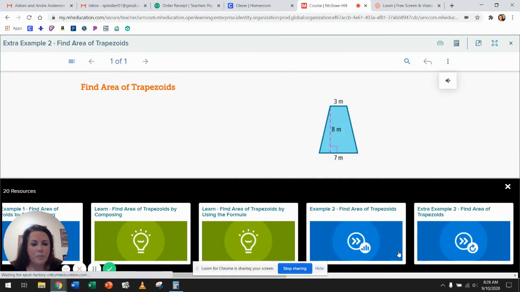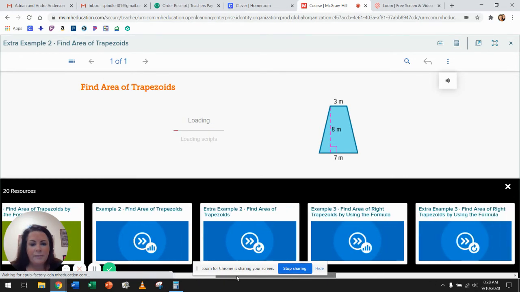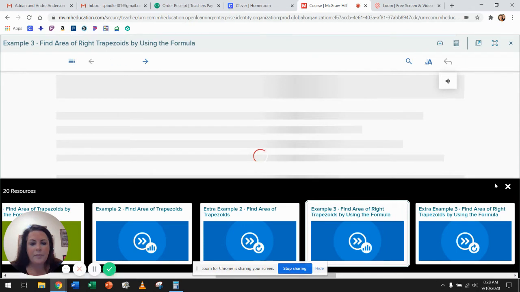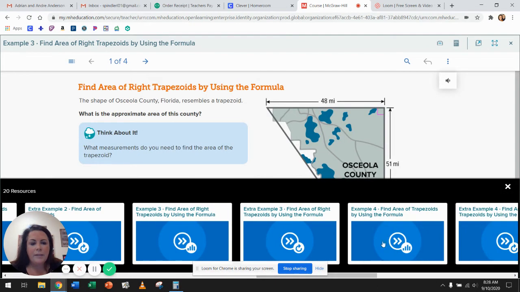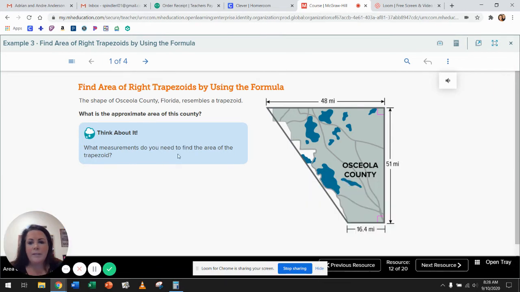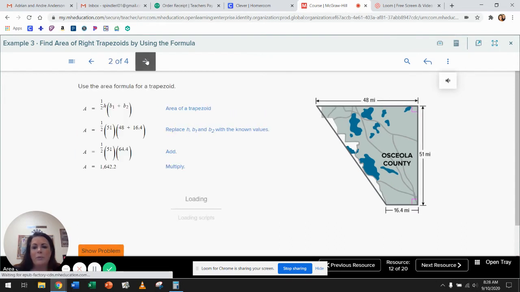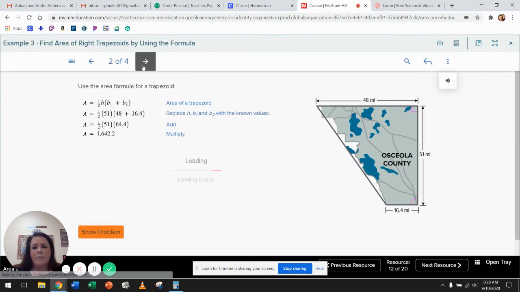So we are going to move on now by taking a look at some right trapezoids. So here we have Osceola County, Florida. It resembles a trapezoid. What is the area of this county? So we're going to do the same kind of thing that we just did. There's several different ways you can do this. You can compose, you can decompose, or you can use the formula.